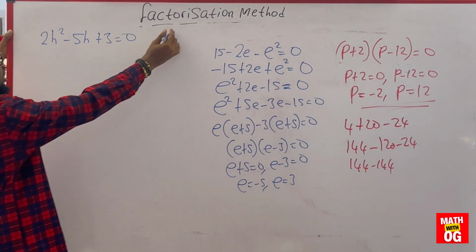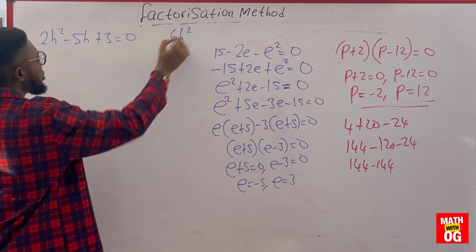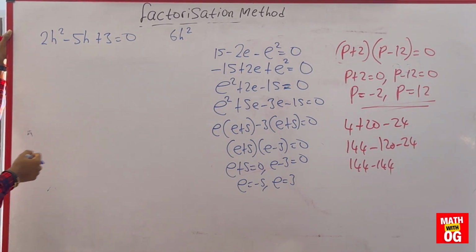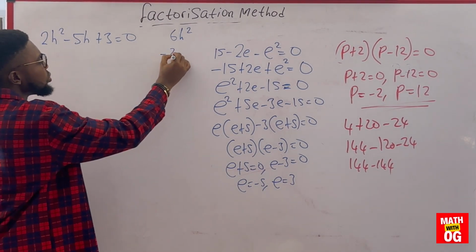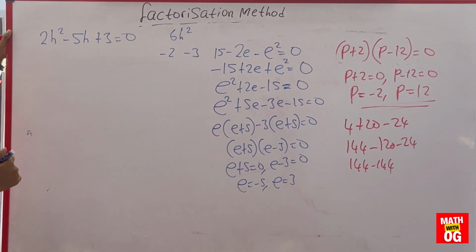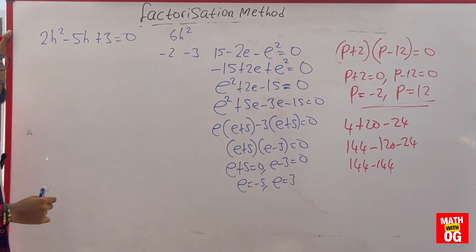2 multiplied by 3 will give us 6, or we say 2h squared multiplied by 3 will give you 6h squared. Now two numbers, when you add up, it will give you -5h. When you multiply, it will give you positive 6h squared. Now I believe we are going to have a -2 and a -3, yeah? A -2 and a -3. -2 multiplied by -3 is equal to 6. -2 plus -3 is equal to -5.